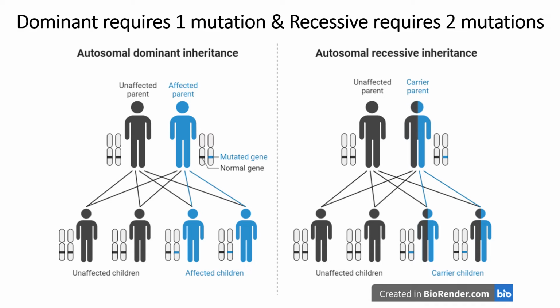So the dominant form requires there to be one mutation, and the recessive requires there to be two mutations. Here we can see that the dominant has a mutated gene, as in the case of Huntington's disease. An affected parent would also have a 50% chance of affecting their child if they inherit that gene. And the same for unaffected as well.